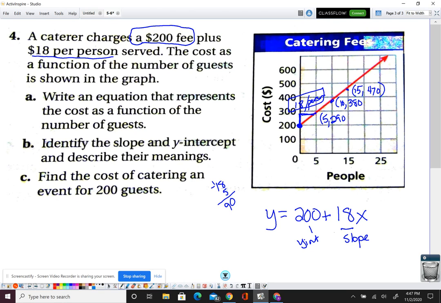And then part C, find the cost of catering the event for 200 guests. We would plug in 200 for the x. 200 times 18 is 3,600, plus 200. So our total cost is $3,800 for 200 people.